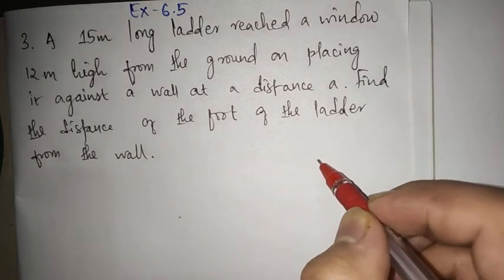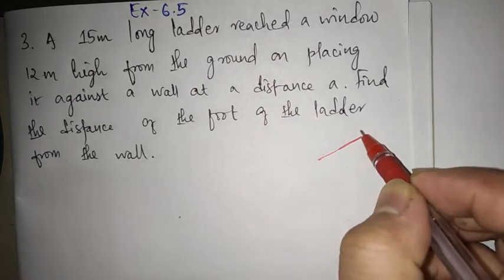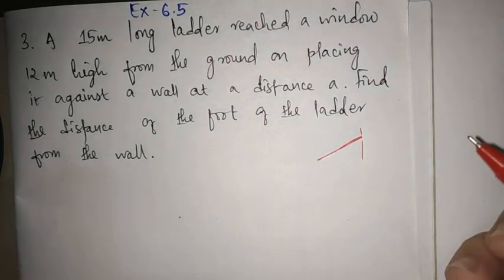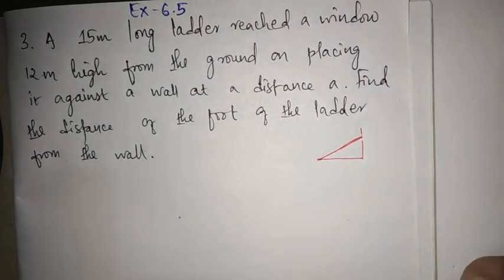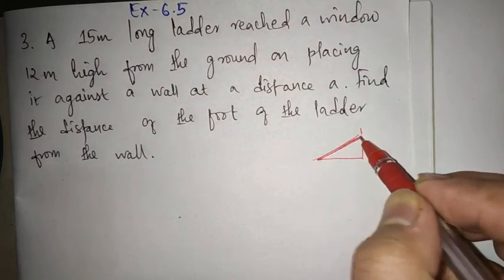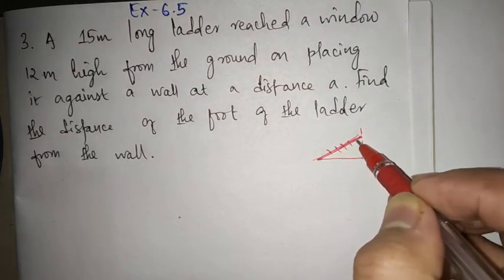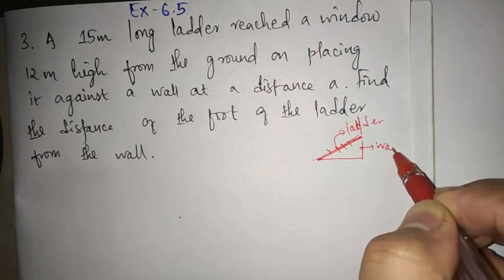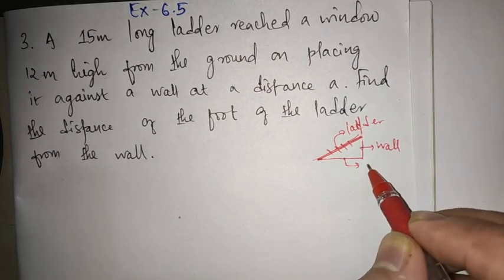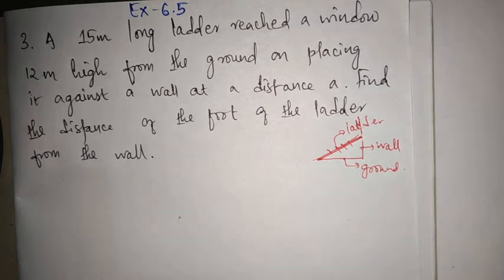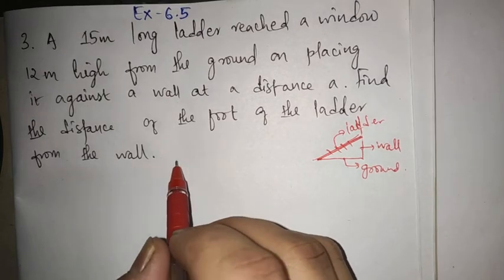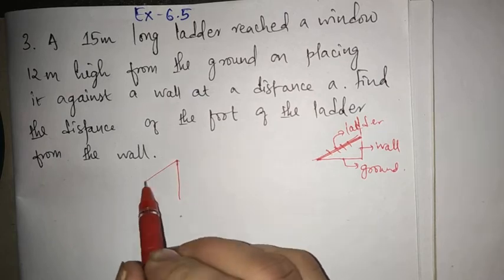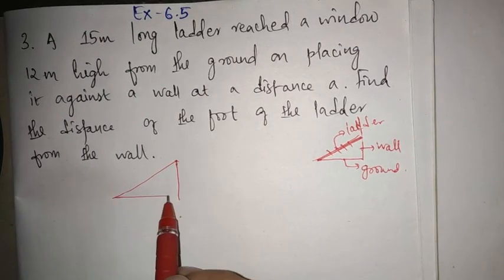Usually a ladder is placed like this. If this is a wall, your ladder is placed like this, and this will be your ground. So basically this is the ladder here, this is the wall, and this is the ground, which we will call the base. So let us make a figure here. The figure is not given, so we will try to make one.